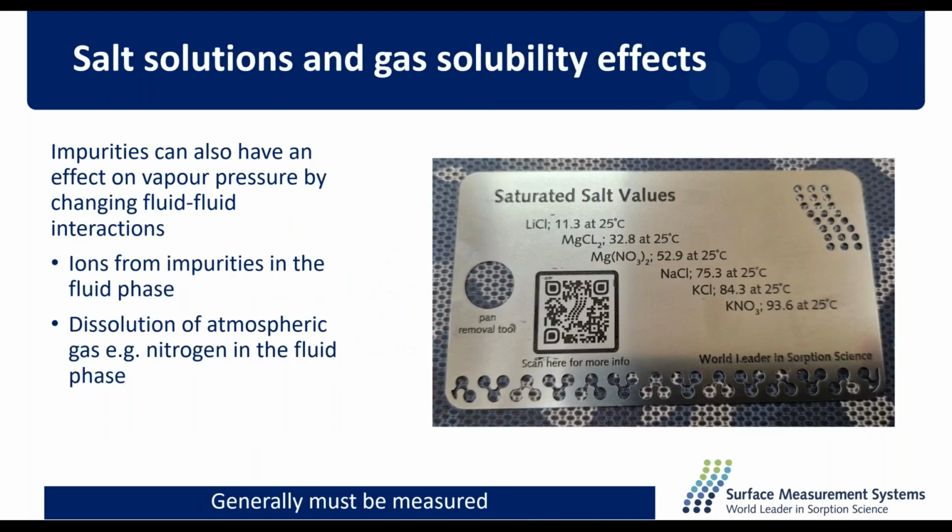Here are some real-world examples of some more subtle mixtures, where we might not realize that there are mixtures of two compounds: salt solutions and gas solubility. We know for sure that dissolution of salts within water has an impact on the relative humidity, so on the vapor pressure of water, and we even use these as calibration standards. And similarly, the dissolution of atmospheric gas, for example nitrogen or oxygen, inside a fluid can also impact its vapor pressure. So vapor pressure is a variable that generally must be measured.